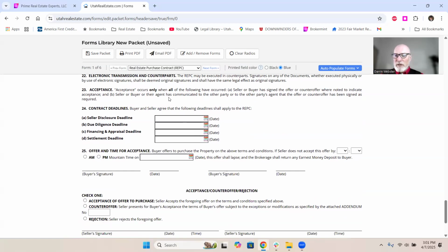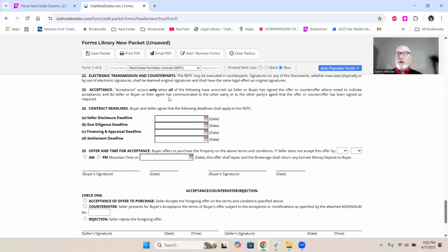Acceptance. This is important. This is an offer. It is not accepted until all addenda and counteroffers are signed by both parties and communicated to the other party. Whoever has the last offer or counteroffer in their hands signs it and approves it and accepts it. It must be communicated to the other side.